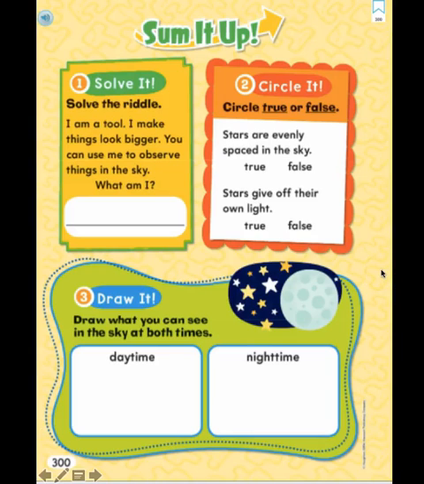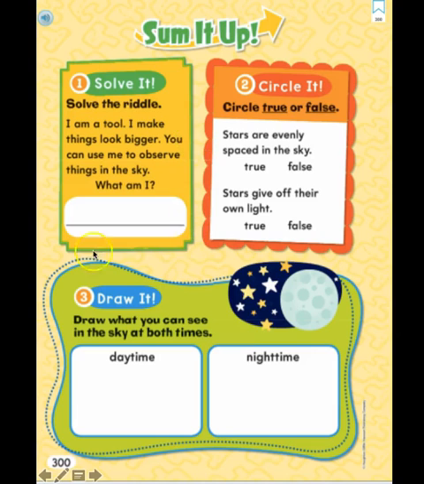Today we're going to complete the Sum It Up, Brain Check, and Apply Concepts pages from your Objects in the Sky booklet. So go ahead and turn to page 300 and find your pencil. Pause your video until you're ready to come back and join us.